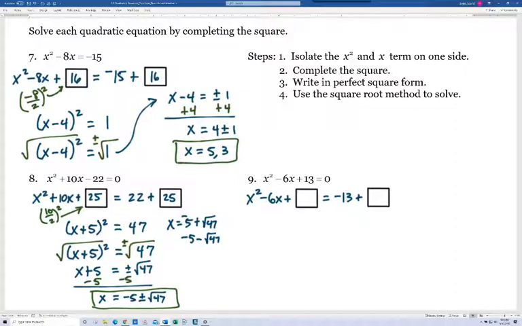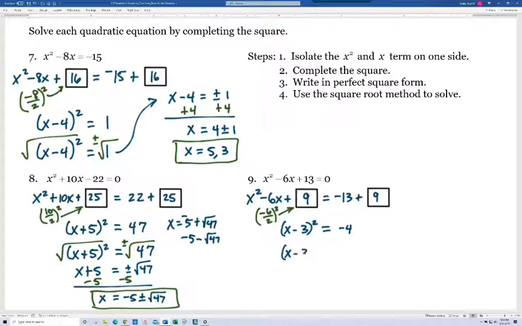All right, so let's go ahead and take half of negative 6 and square that. Well, that's negative 3 squared, or 9. So we'll add 9 to both sides. And now we can write the left side as x minus 3 quantity squared. On the right, we get negative 4.